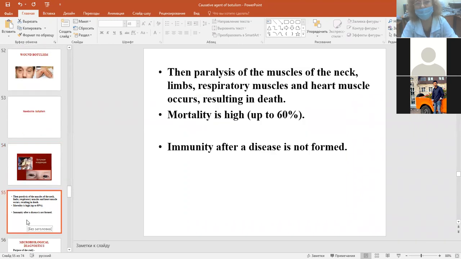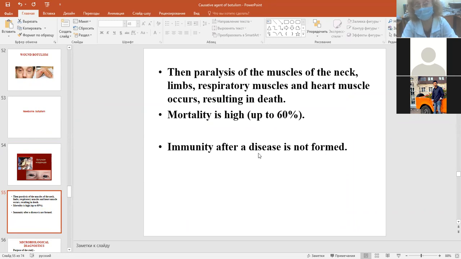And then paralysis of the muscles of the neck, limbs, and respiratory muscles, and the heart muscle occurs, resulting in death. Mortality rate is very high, up to 60%.